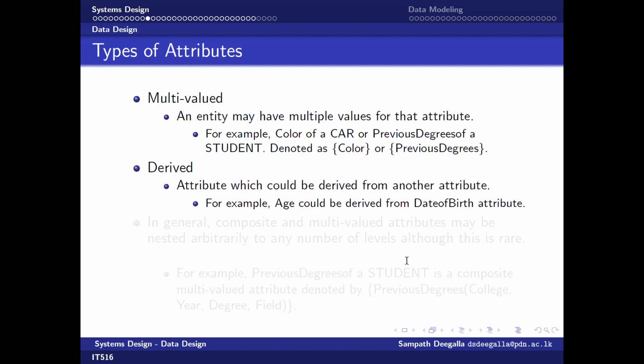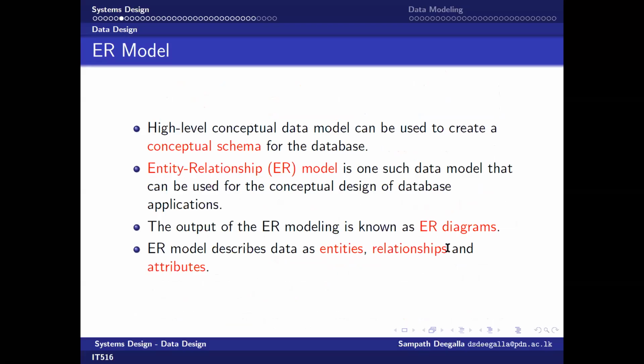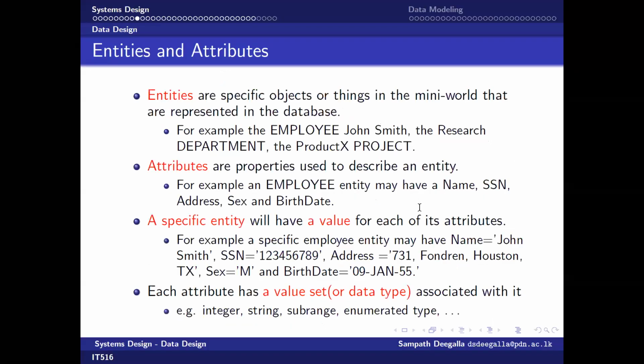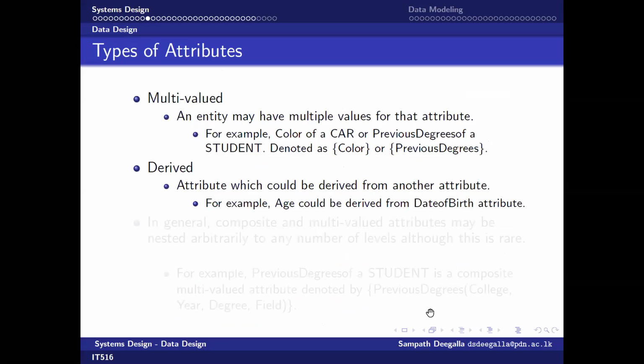Then you have derived attributes. A derived attribute is derived from another attribute. For example, if you take age, you can derive the age from date of birth, right? Likewise, if you go back to our relation, there's a derived attribute called number of employees. This number of employees you can actually derive from the department entity type. So this is possible. It's called derived.